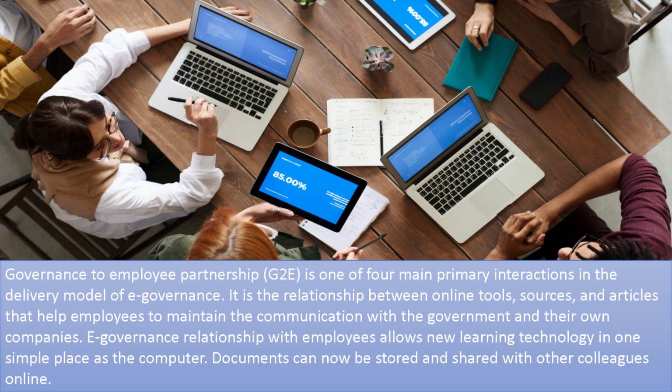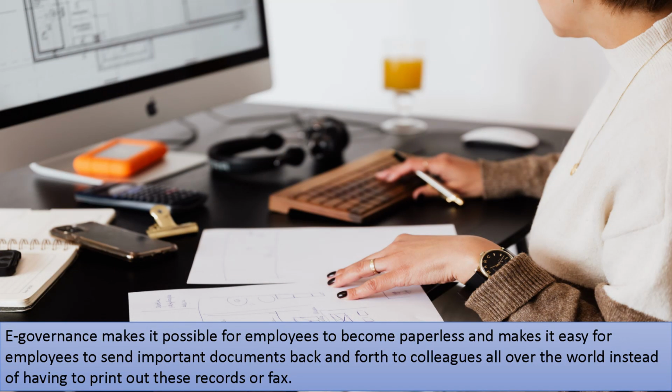So when you talk about government employees, the government to employee partnership is one of the primary interaction delivery models of e-government. It is the relationship between online tools, sources and articles that help employees maintain communication with the government and their own companies. E-governance relationship with employees allows new learning technology in one simple place. As with the computer, documents can now be stored and shared with colleagues online, and e-governance makes it possible for employees to become paperless and easier to send important documents back and forth to colleagues all over the world instead of having to print out these records.